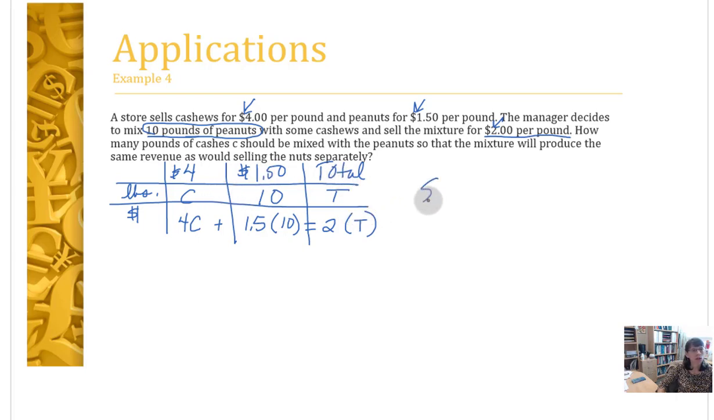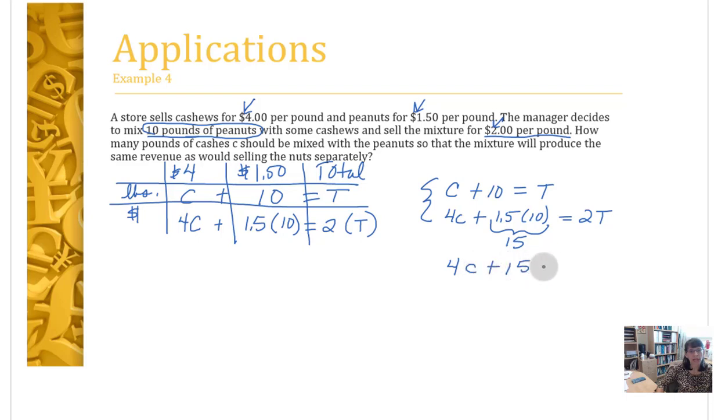My two equations now for the system come from C plus 10 pounds equals T for total pounds. C plus 10 equals T. The next equation is 4C plus 1.5 times 10 equals 2 times T. Now it would be helpful to know how much 1.5 times 10 is equal to, and when you multiply those you get 15. So if you wanted to write that as 4C plus 15 equals 2T, that might be more helpful.